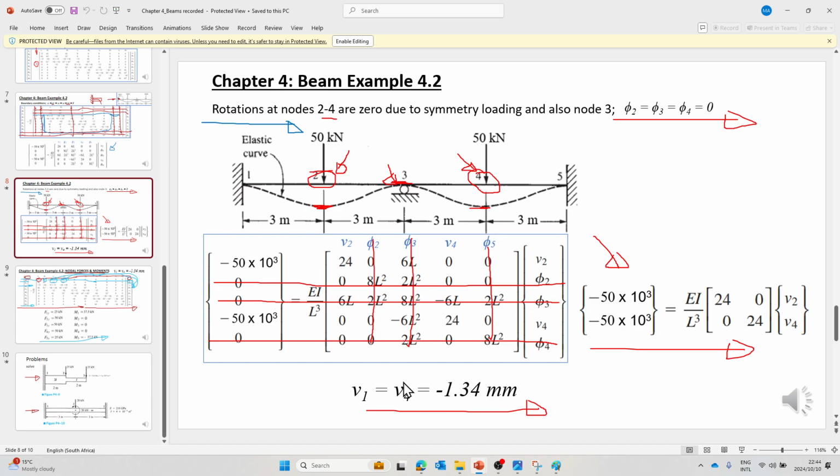Where we have the fixed point. Okay, here they said the reactions at nodes 2 to 4 are zeros due to the symmetric loading. Phi 2, phi 3, phi 4 are zeros.